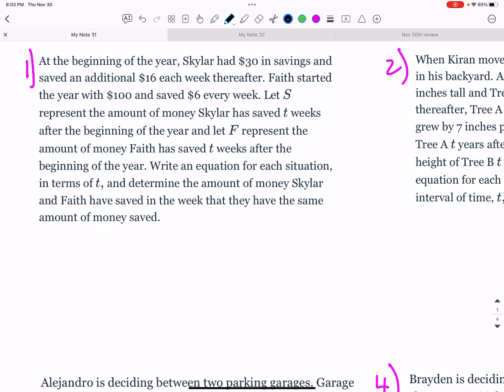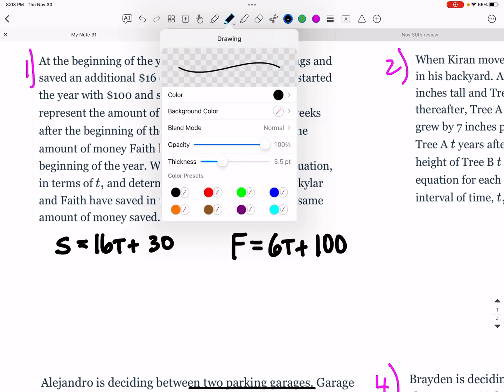Okay, here we go. Skylar was S, Faith was F. They want T for weeks. Skylar had $30 in savings, plus $16 a week. Faith had $6 a week plus $100 that she has in savings.